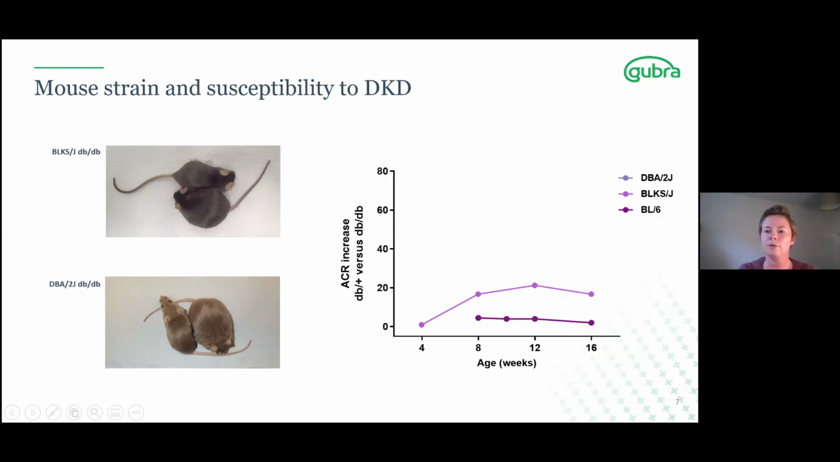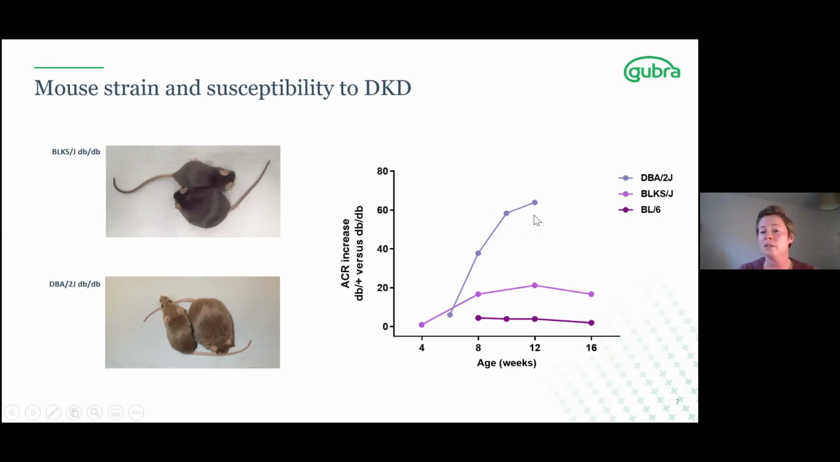So what happens then if we use the DBA2J background? In other models of kidney disease, DBA2J is known to be very susceptible to kidney injury. And this is actually also the case in this diabetic model. So here you see that the albuminuria actually increases 60-fold in the diabetic mice compared to the healthy controls. So this is actually more impressive and seems to show that this model is really prone to kidney disease, both in a setting of type 2 diabetes, but also in other settings.